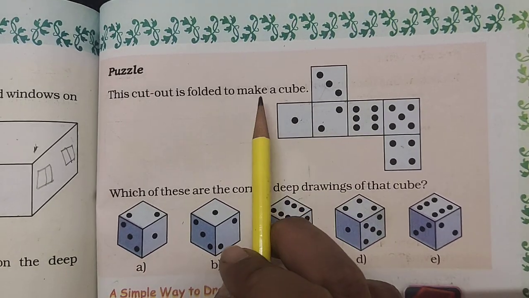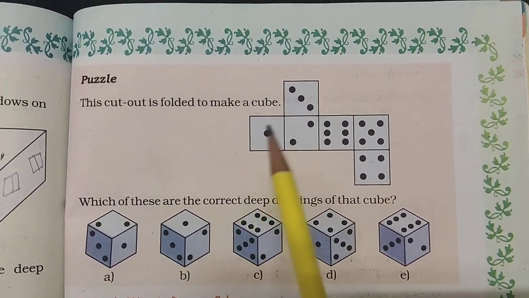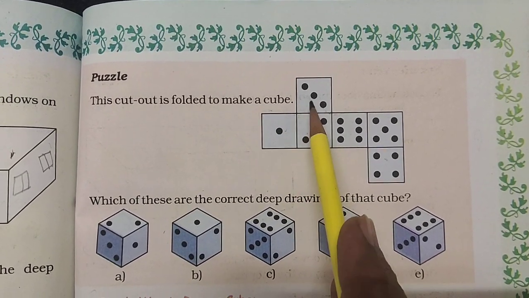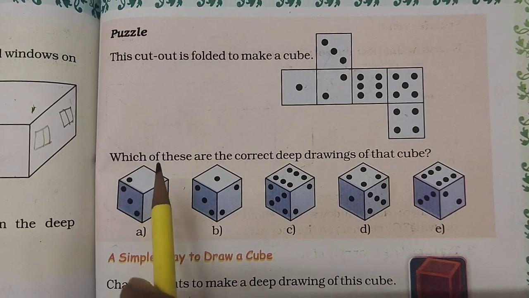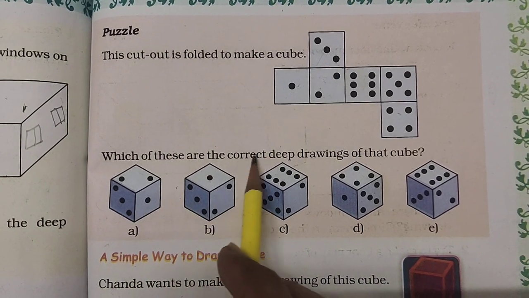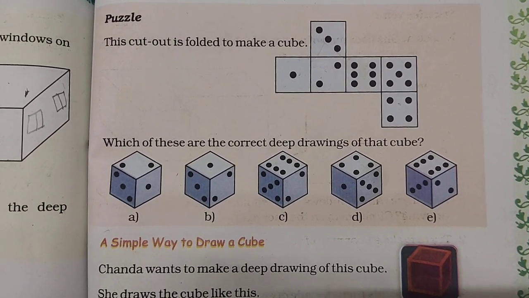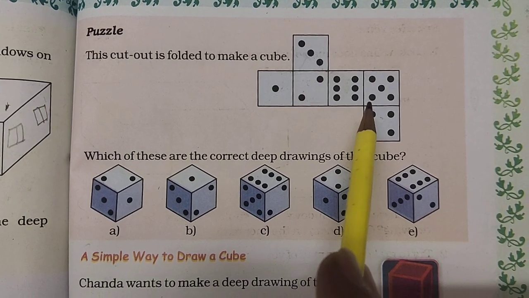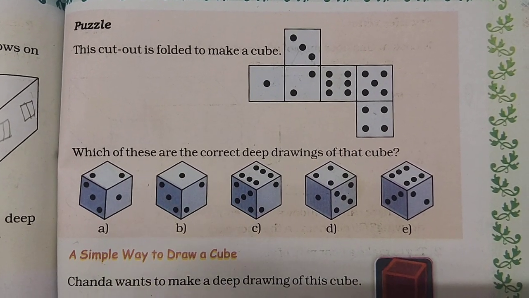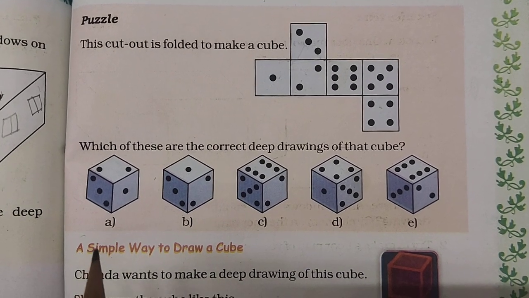Okay, now this is a cutout to fold. The numbers are given here: 1, 2, 3, 6, 5, 4. Now, which of these are the correct deep drawings of the cube? If we fold this cutout, which one is the correct deep drawing of that cube? Which one is the correct one we are supposed to see?